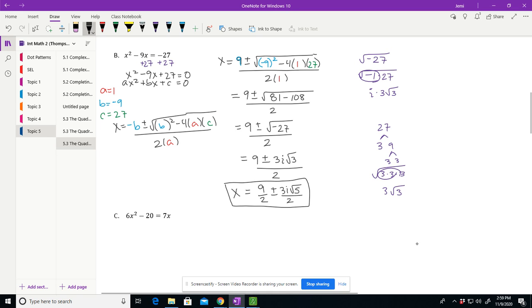Oh, I miswrote that. It's not a 5, that's a 3. Excuse me. I miswrote the number underneath the radical in my haste. It should be a 3. Oops.